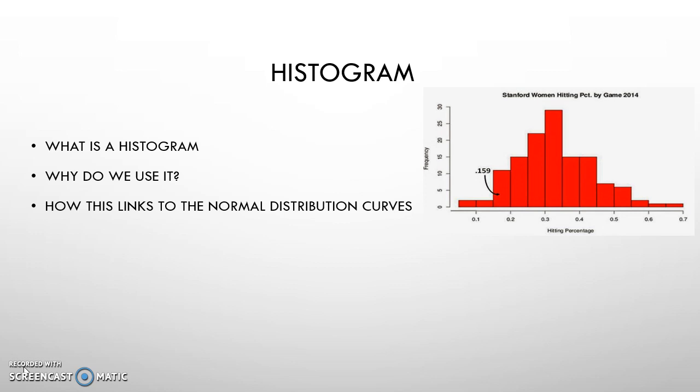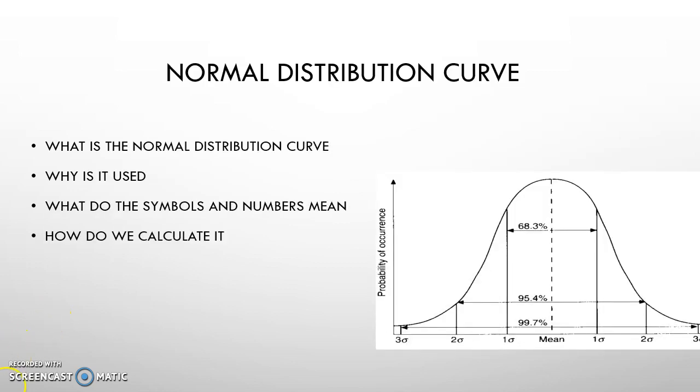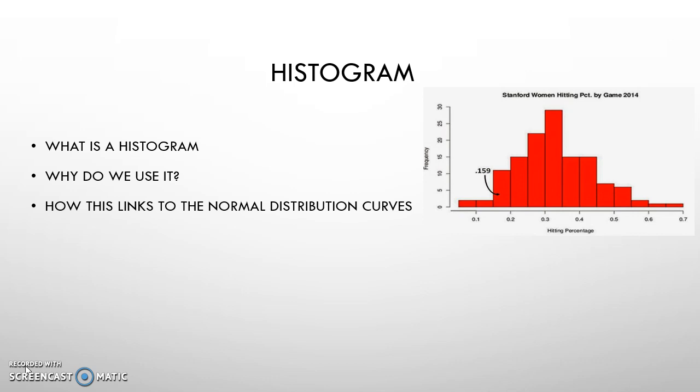How do histograms link in with the normal distribution curves? You can kind of work out on this histogram that we've got pictured here a bell shape, which if I go on to the next slide here, you can see that the histogram is in fact a bell shape, like you kind of saw in this picture here.